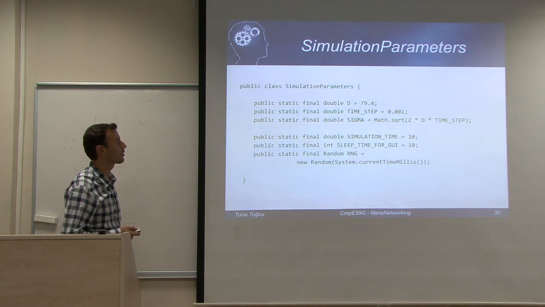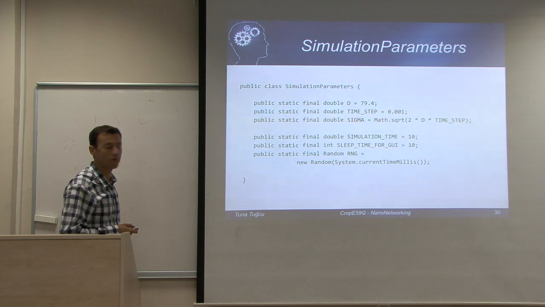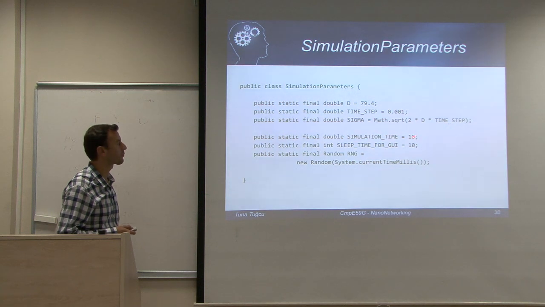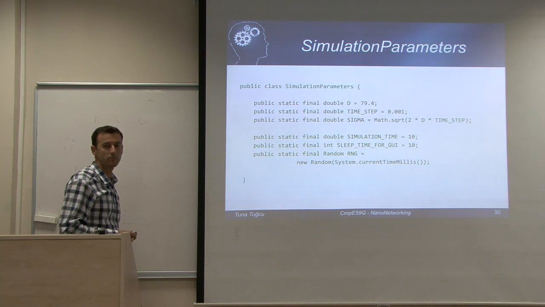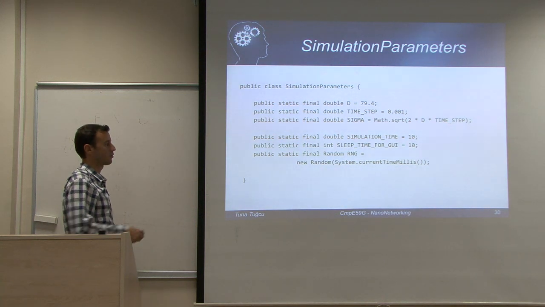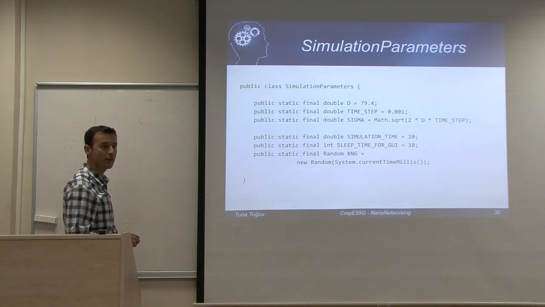And here, I take 1 millisecond for the time step. And if you can recall, the sigma for the normal distribution of this random walk was the square root of 2DΔt, so here I use it. I simulate for 10 seconds here, and again we have some sleep time so that we see what's going on. We will play around with these parameters again to see how it behaves.